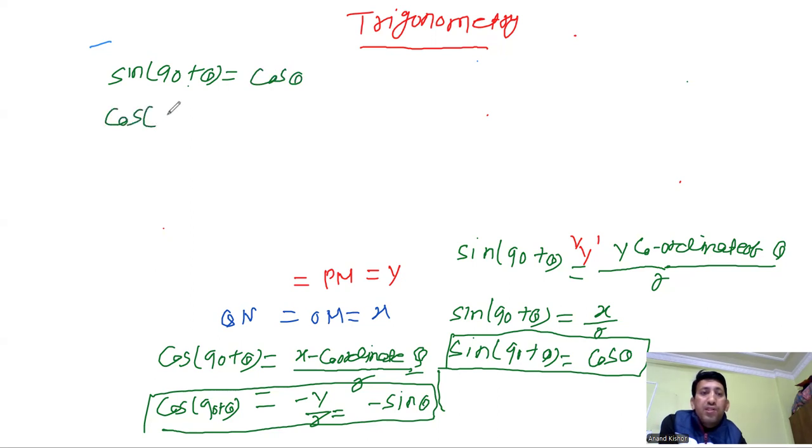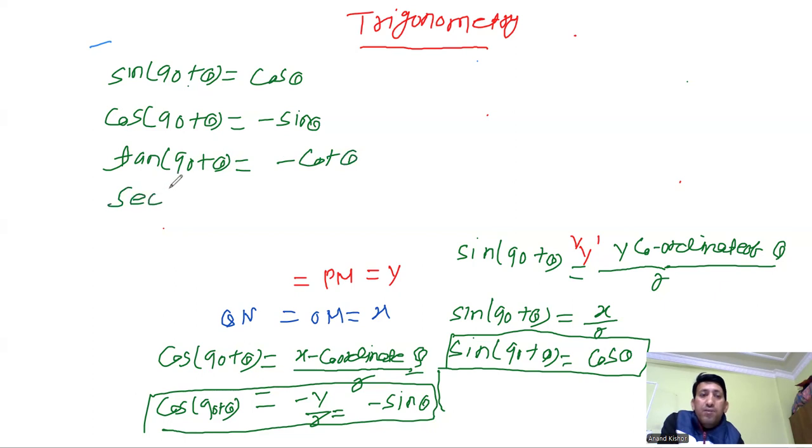Cos 90 plus theta is minus sine theta. And from this diagram we can get tan 90 plus theta also. I'm writing the formulas now because in the exam we have to know sin 90 plus theta in 1 second. How can we get it? Sin 90 plus theta is cos theta, and cos 90 plus theta is minus sin theta. So tan 90 plus theta is minus cot theta.